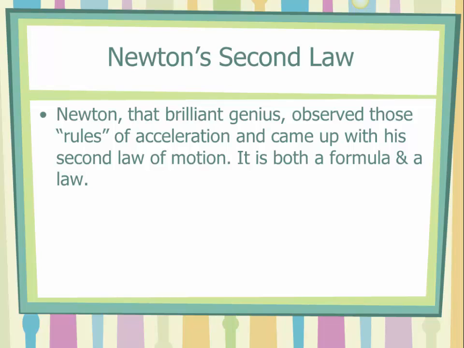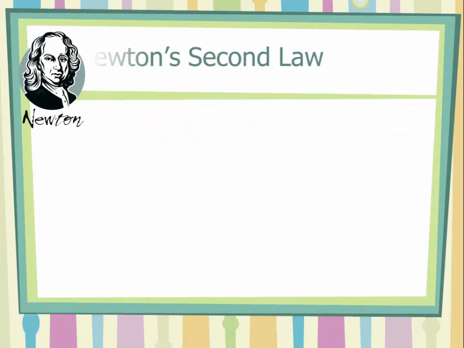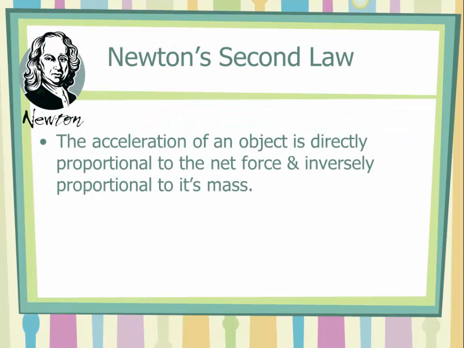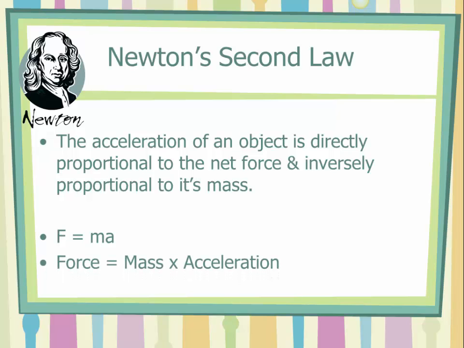So Newton, that brilliant genius that he was, observed these rules of acceleration and came up with his second law of motion. So it's both a formula and a law. The acceleration of an object is directly proportional to the net force and inversely proportional to its mass. So that's where we get our formula F equals ma, which is the force is equal to the mass times acceleration.